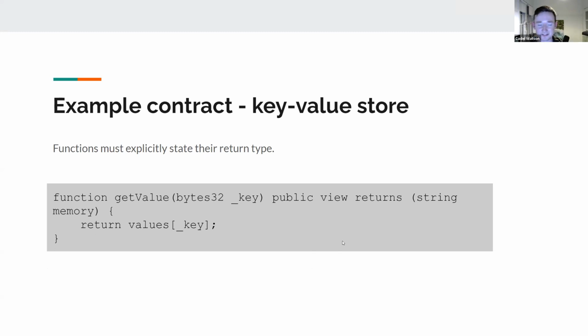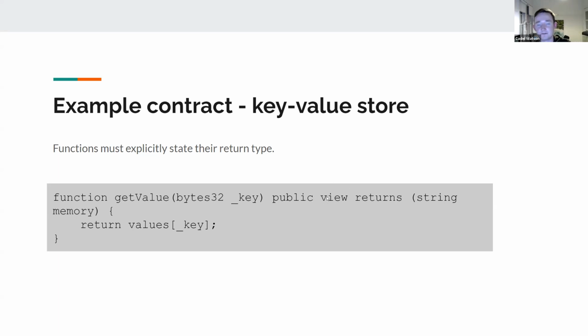So this is the opposite of set value. We actually want to return some data from the blockchain. There's kind of two new things in the function declaration here. Firstly, we're saying that it is a view function. So we've added that on. It's still public, so anyone can call it. But we've added this additional modifier saying that it's a view.